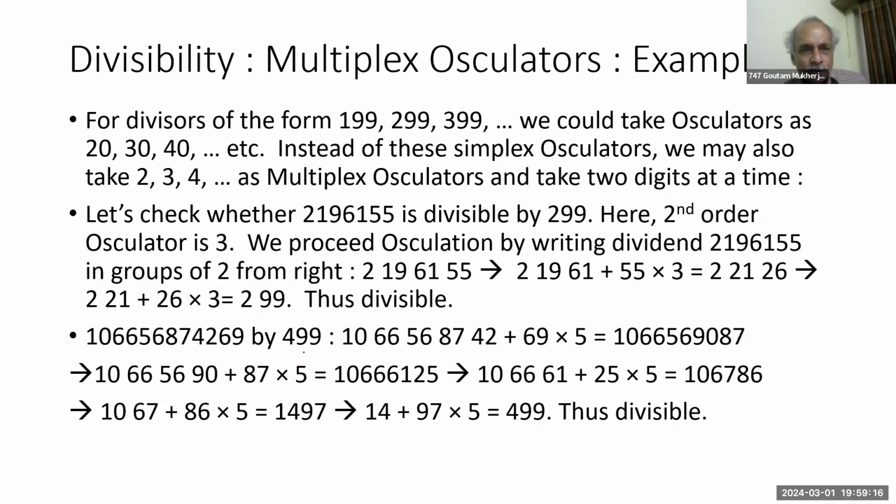This is actually divisible by 499 or not. So you group into 2 from right, and then this is actually 5 into 100 minus 1. So oscillator is 5 plus 5. So we do the similar thing we did, but with 2 in a group. See, such a big number collapses very fast and comes to this.